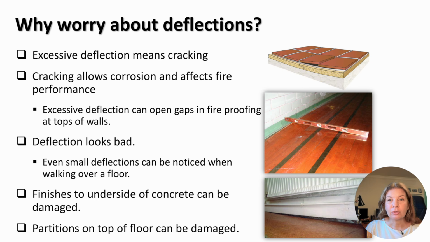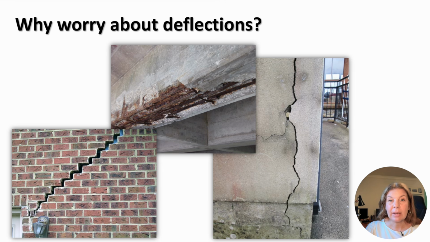Excessive deflections cause cracks. Cracks can accelerate corrosion as well as affect fire performance of structures, because excessive deflections can open gaps in fireproofing at the tops of walls. Additionally, deflection looks bad. Even small deflections can be noticed when walking over a floor. Finishes and partitions can be damaged. Here you can see some examples of consequences of excessive deflections and resulting cracks.